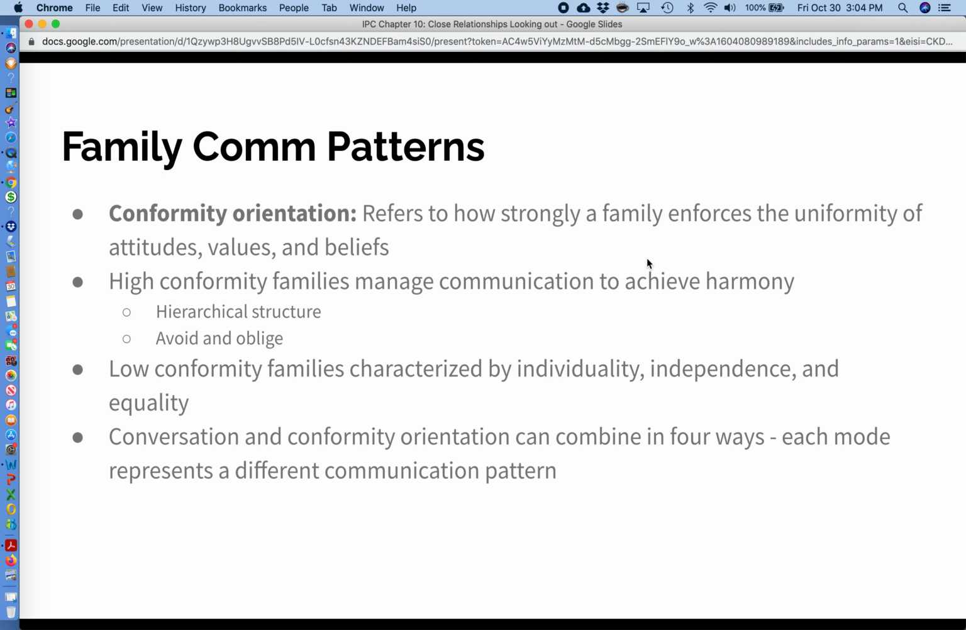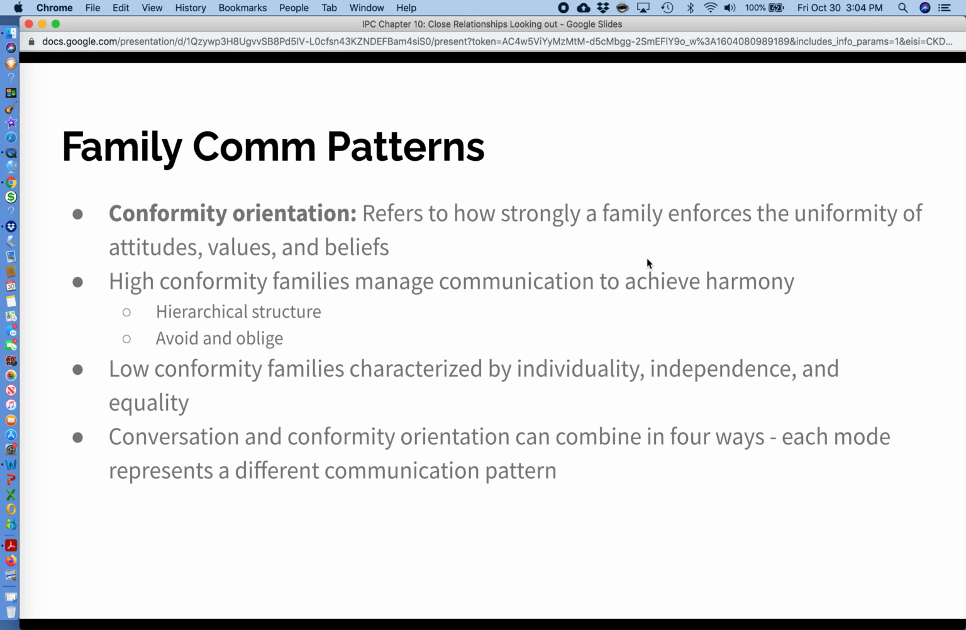Now, with conformity orientation, this is about how strongly a family enforces the uniformity of attitudes, values, and beliefs. So, how strict a family is, let's say. High conformity families manage communication to achieve harmony. They reinforce hierarchical structures where patterns of behavior in terms of communication often fall into the avoid and oblige category.